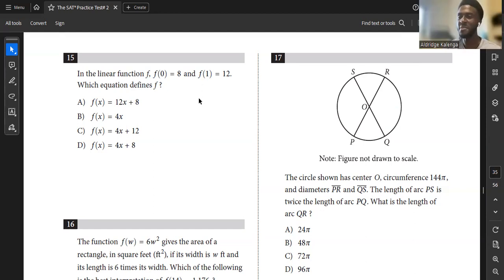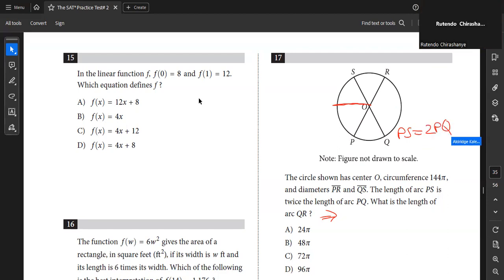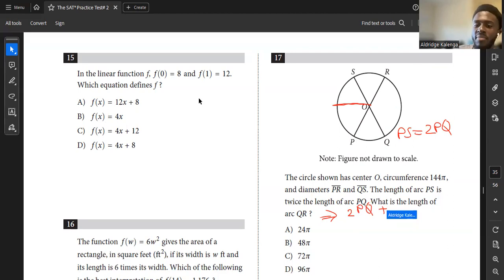Let me put my paper right here, in case you guys are interested in seeing how I did it. So I started that way as well. Can you see that PS is the same as 2 times PQ? Do you guys agree? Yes. All right. So what I did was 2 times PQ plus PQ.